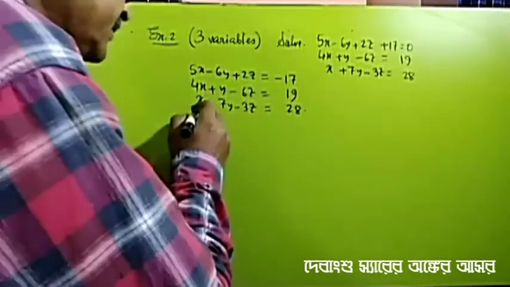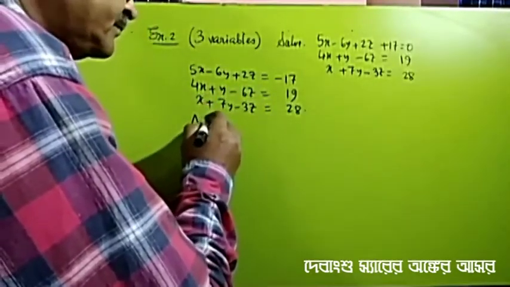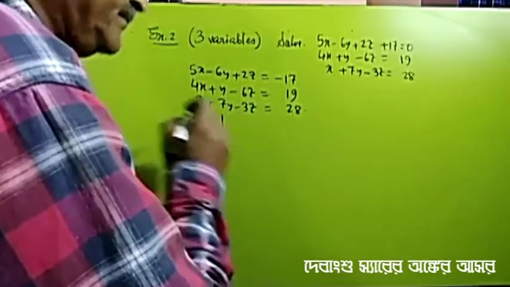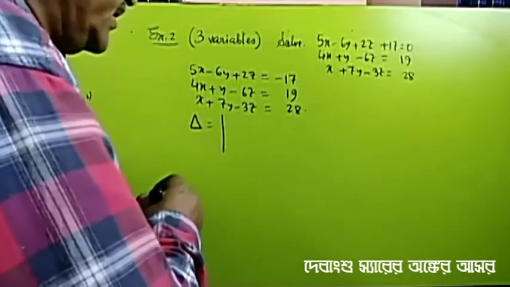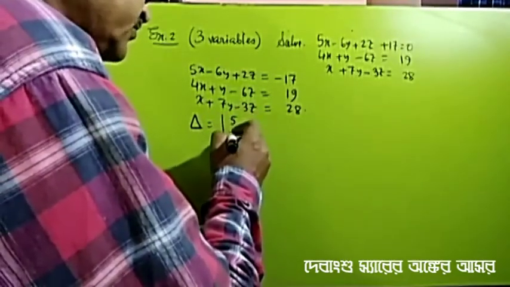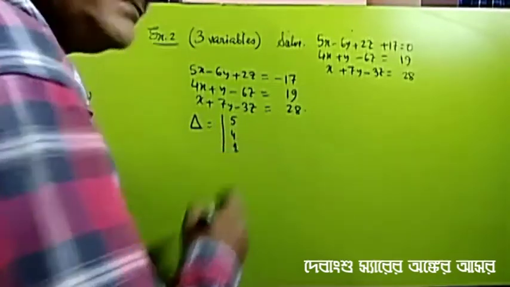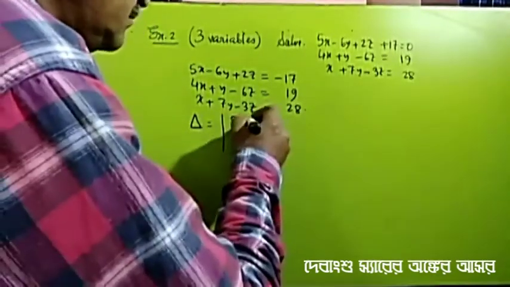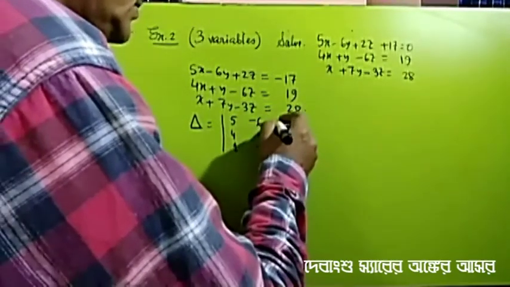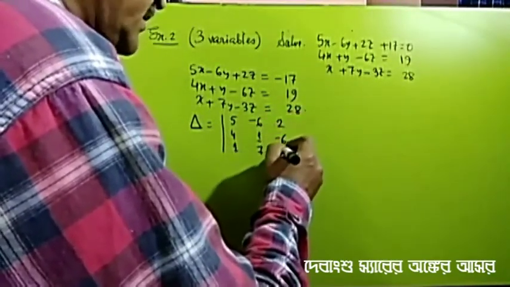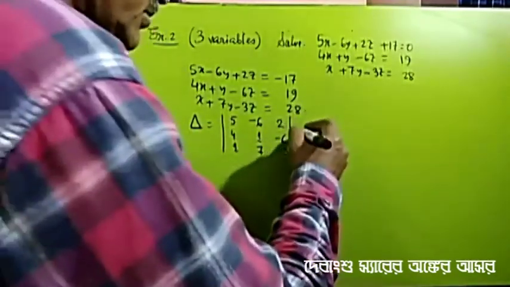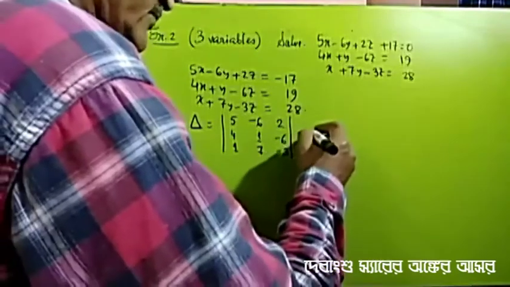Now see, from here delta is the coefficient determinant. The coefficient determinant is formed by making columns using the coefficients: minus 6, 1, 7; 2, minus 6, minus 3. Only coefficients, no variables. Now you can find out its value.